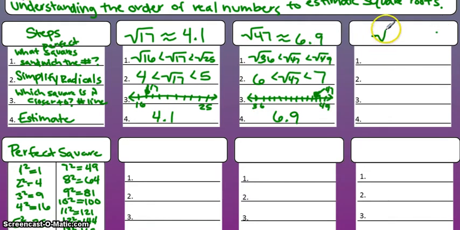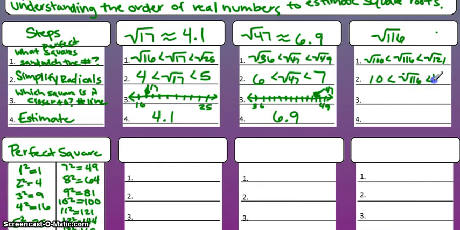Okay? And then we have the square root of 116. Okay? So we have to find the two squares that it's in between. It's between 100 and 121. Okay, so the square root of 100 is less than the square root of 116, which is less than the square root of 121.